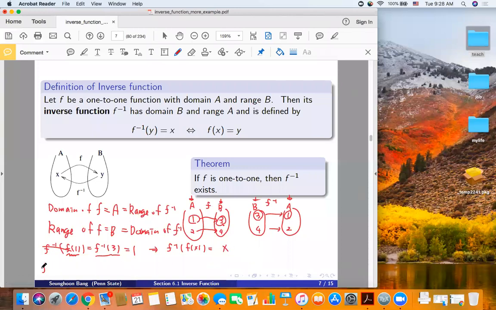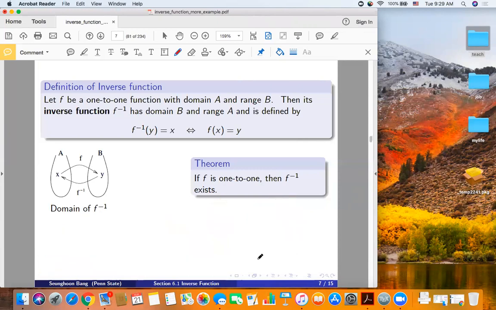Another one: f of inverse of 3. What's the inverse f of 3? Inverse f of 3 is 1. What's f of 1? Here, 1 is going to 3. So this is 3, this is 3. Like the cancellation equation, we have one more property: f of f inverse of x is x. So we have these good properties.